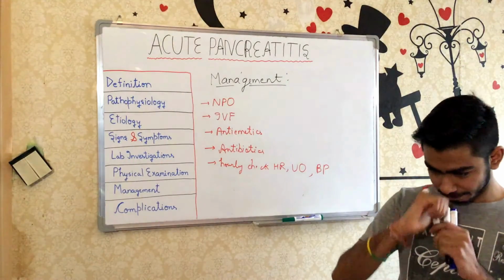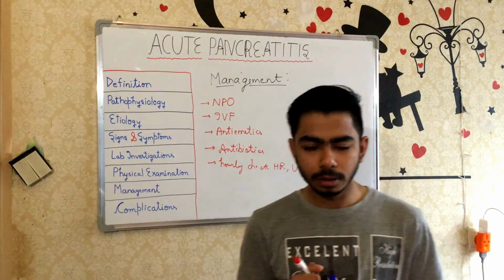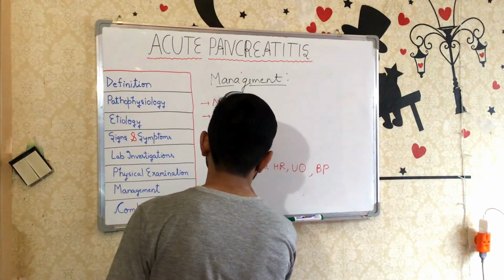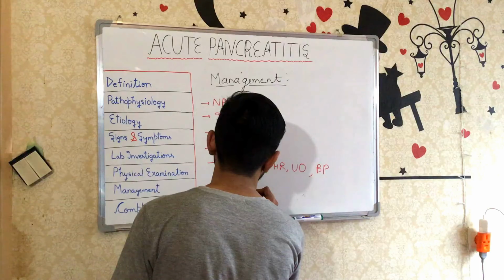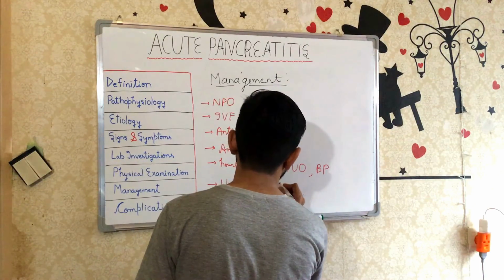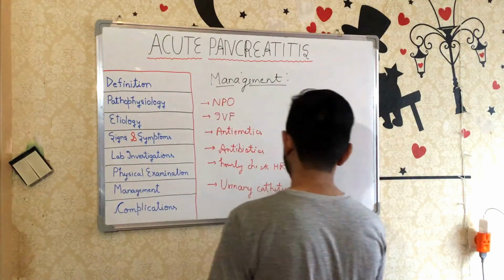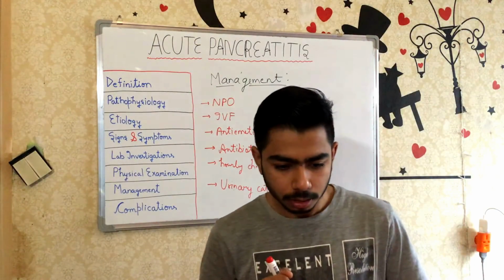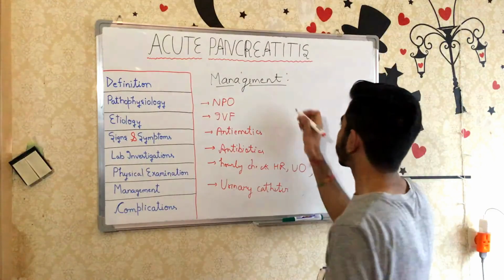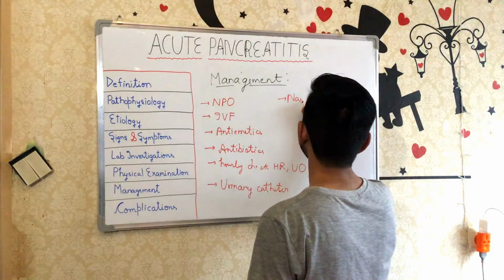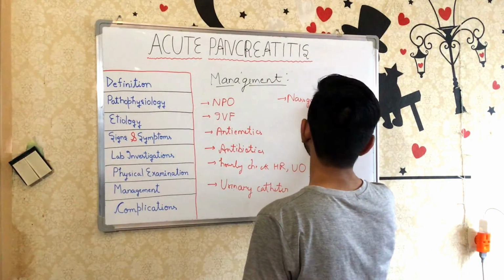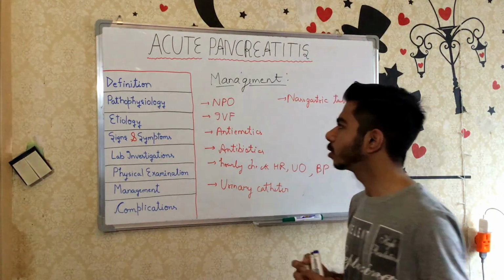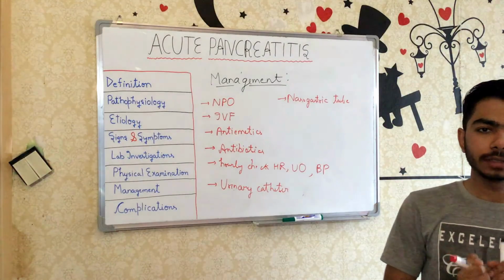Now, also, a urinary catheter is important for checking the urinary output of such patients. And the nasogastric tube can be helpful for feeding such patients. So this was about the management of acute pancreatitis.